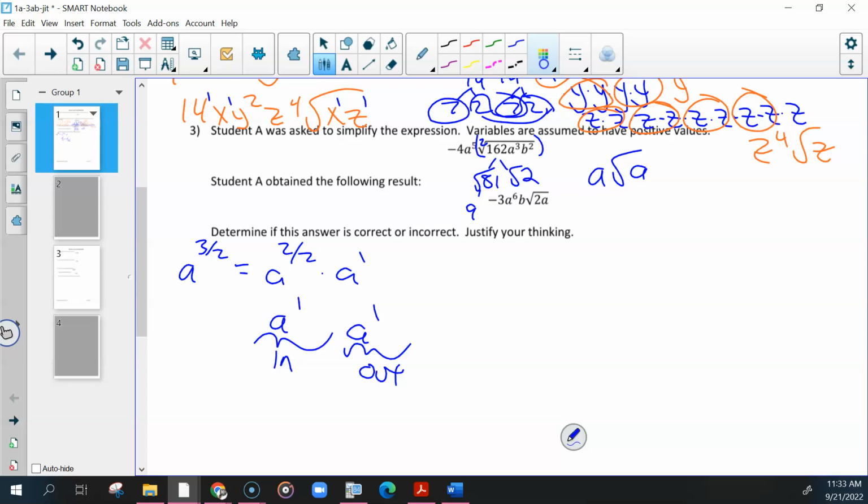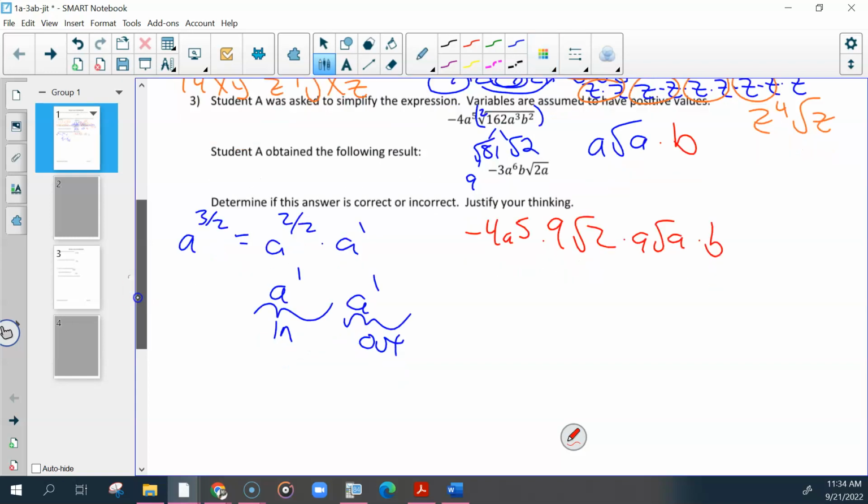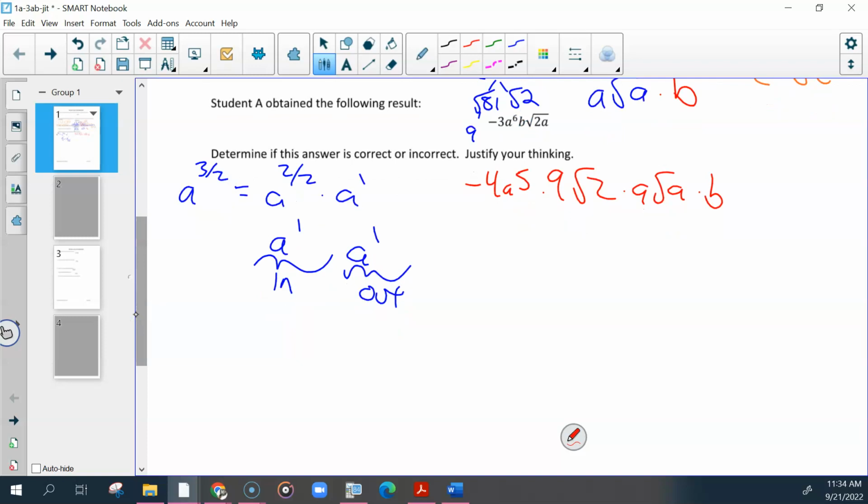2 goes into 2 how many times? Once, with what left over? Nothing. So we have on the outside negative 4a to the 5th times our 9 times the square root of 2 times a times the square root of a times b. And then I'll rearrange. Negative 4a to the 5th times 9 times a times b.